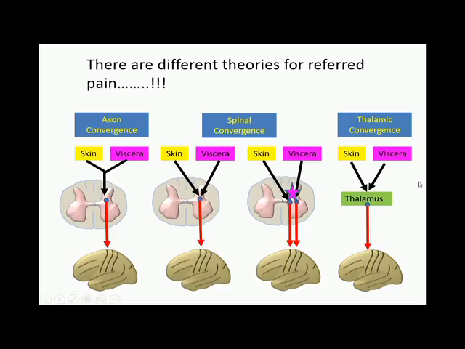The last one is the thalamic convergence. Here the convergence does not occur in the spinal cord but at a higher level.